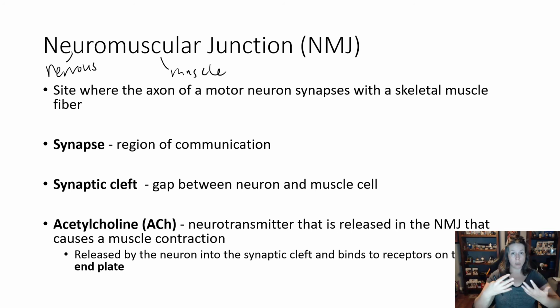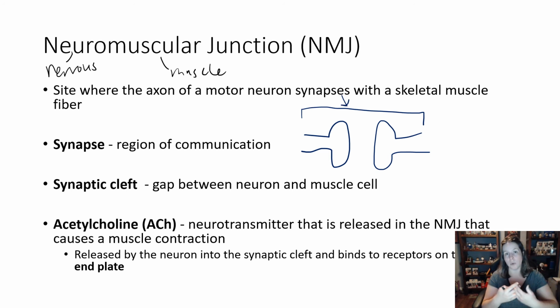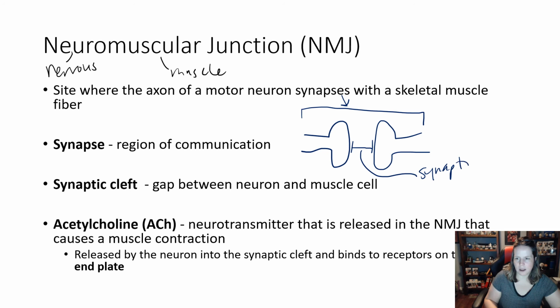With neural connections, it's important to understand that they don't physically touch. Neurons don't physically touch other neurons, and they don't touch their effector cells, whatever they're trying to stimulate. What they create is something called a synapse and a synaptic cleft. So this whole region here would be a synapse. It's a connection point between, in this case, two neurons. The area where they don't touch is the synaptic cleft.